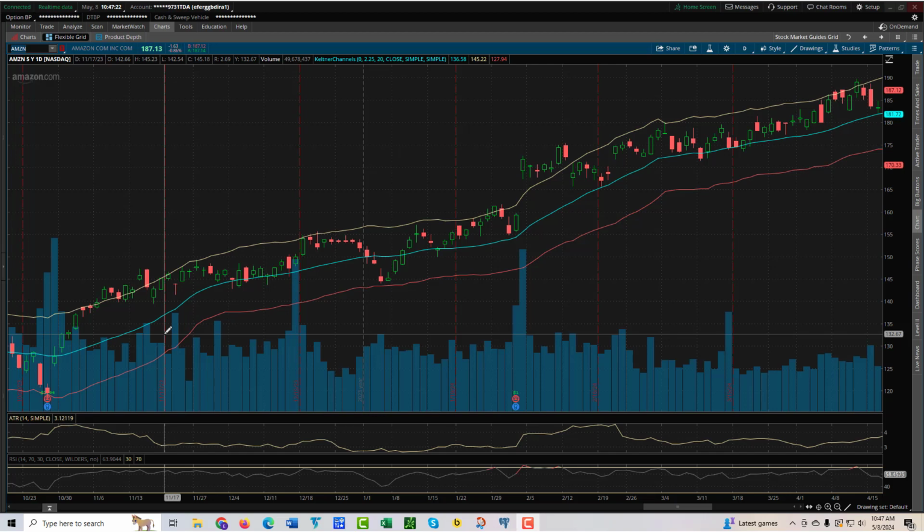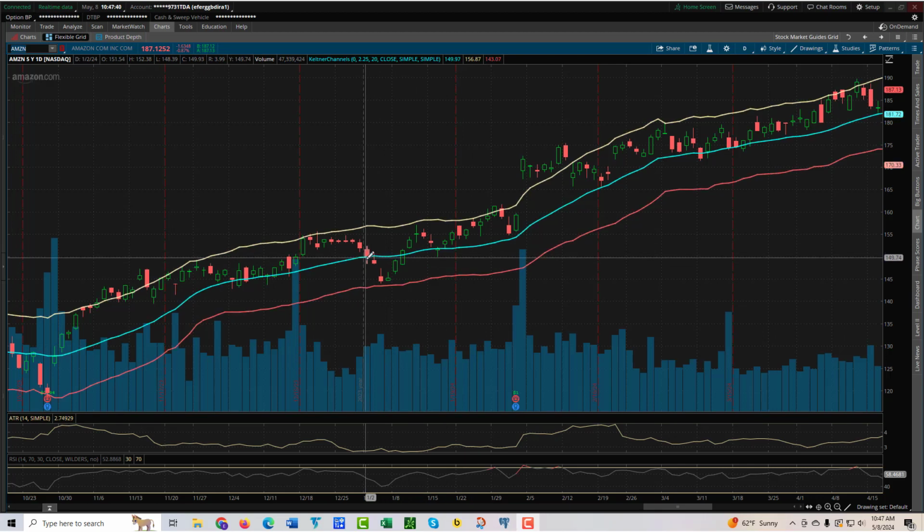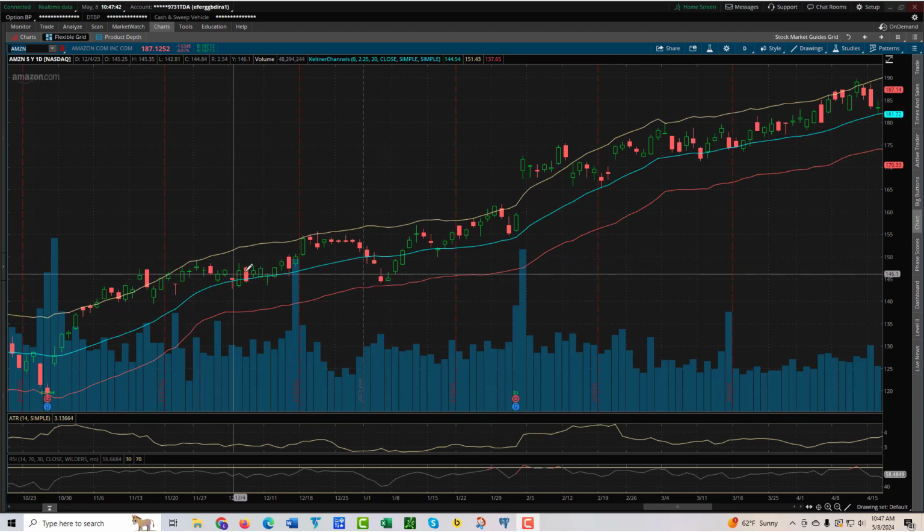But in general, if the price activity, like if the price bars are above the middle line, kind of in the upper channel of the Keltner channel, then that is representative of a stock that's uptrending. You can see there are some periods where it goes below, but for the most part, the price is hanging out in the upper channel. And so that's one way to see a stock that's uptrending.